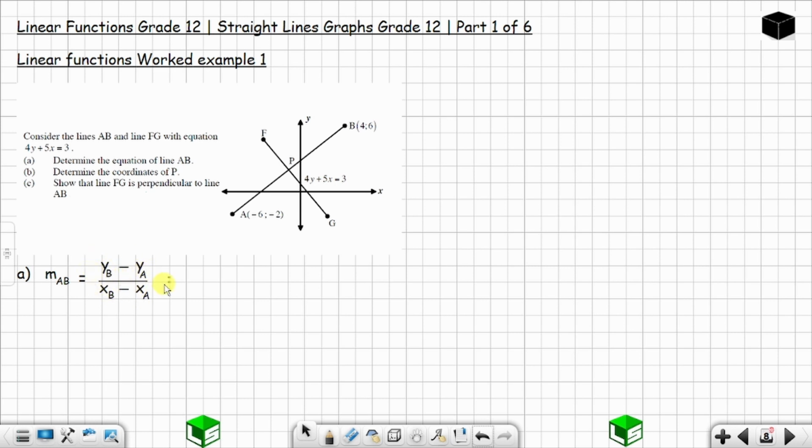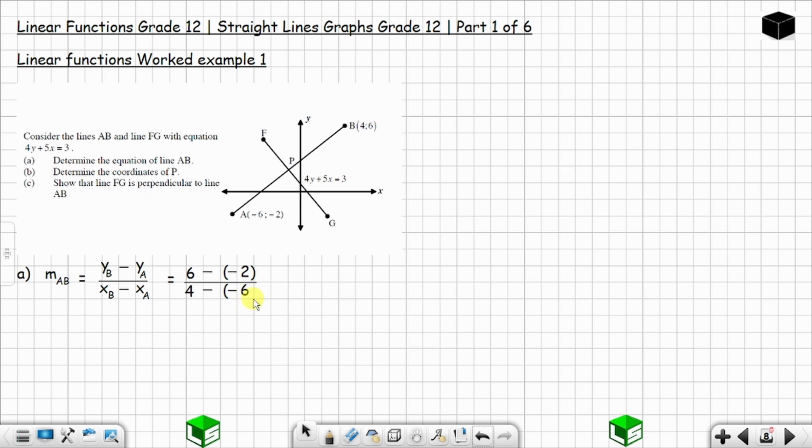So this is equal to, what is your y? B. This is the point B. Your y is 6, minus your y A. This is the point A. Your y is -2, like this, over your x B. This is B. Your x is 4, minus your x A. This is A. Your x is -6.